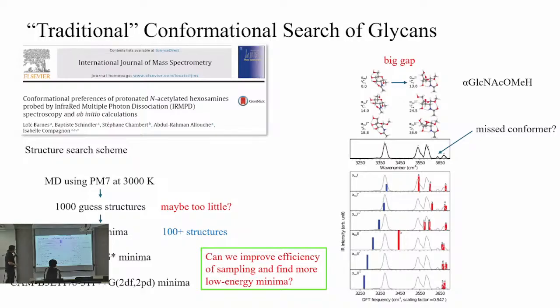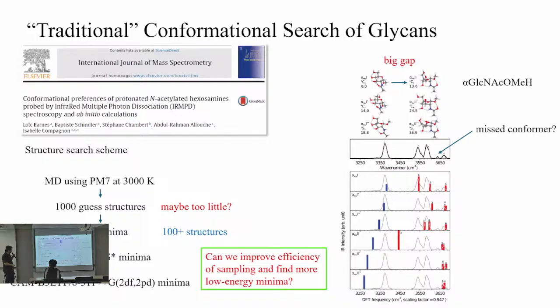And this is their computational approach. So first, they ran molecular dynamics simulations using PM7, which is a semi-empirical force field, at a very high temperature. The idea here is that if you run a system at very high temperature, then it can access a lot of conformations, right? Now, what they did is from here, they took out only 1,000.